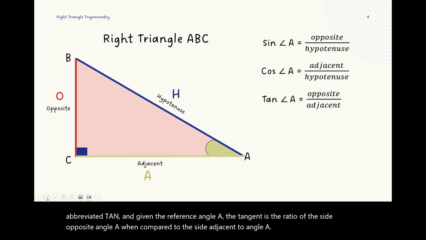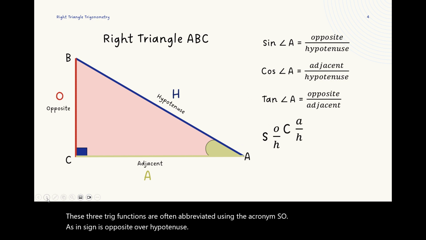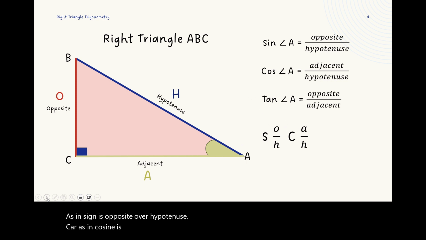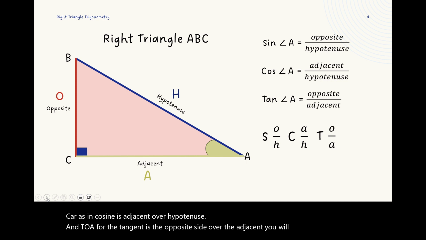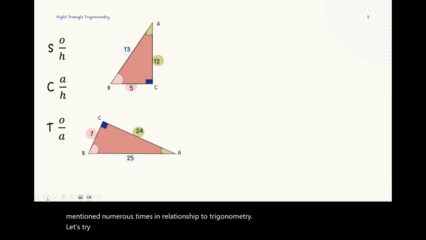These 3 trig functions are often abbreviated using the acronym SO, as in sine is opposite over hypotenuse, CA, as in cosine is adjacent over hypotenuse, and TOA, for the tangent is the opposite side over the adjacent. You will often hear SOHCAHTOA mentioned numerous times in relationship to trigonometry. Let's try a few problems.